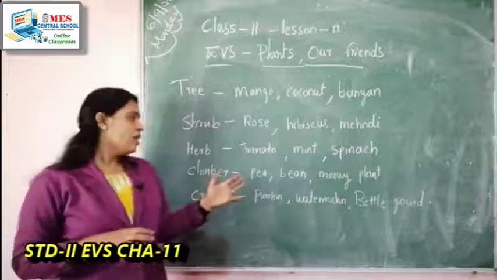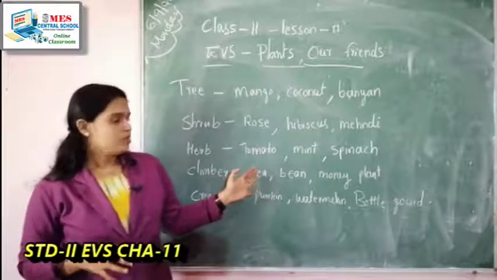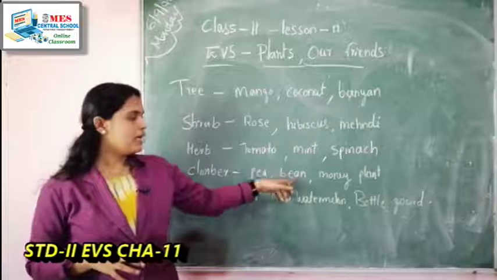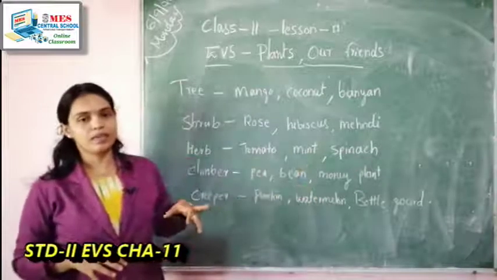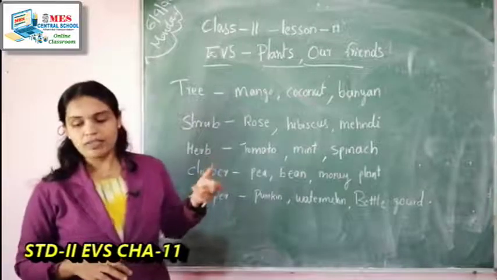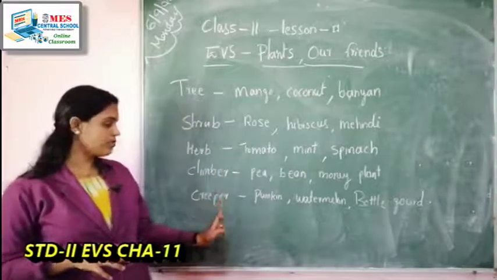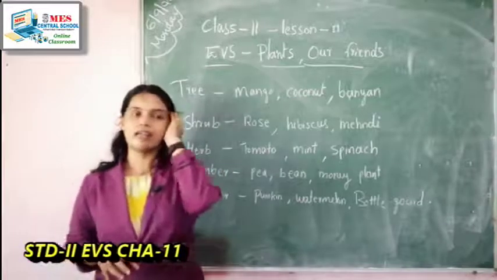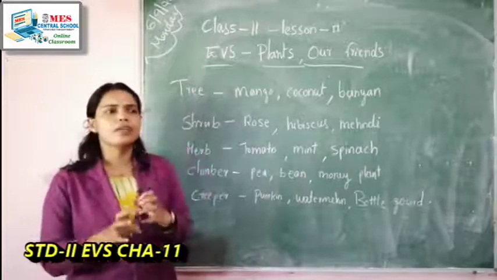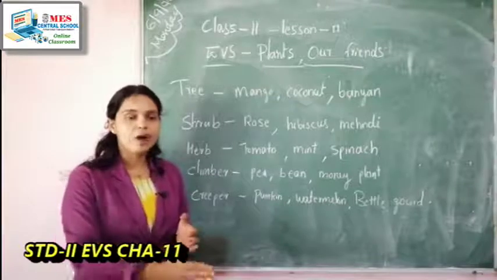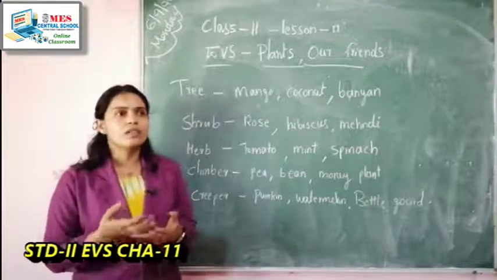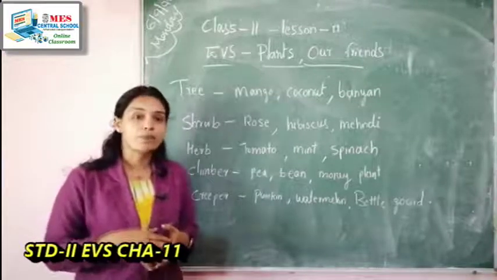So examples for climbers: pea, bean, money plant. They are the examples for climbers. Okay, last one, creepers. Creeper means creeping on the ground. We know that snakes are creepers.